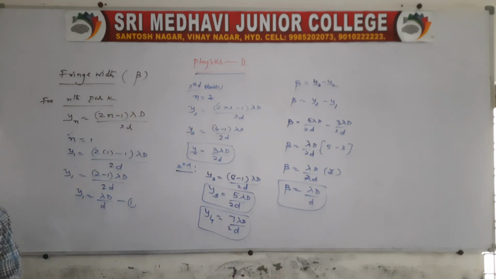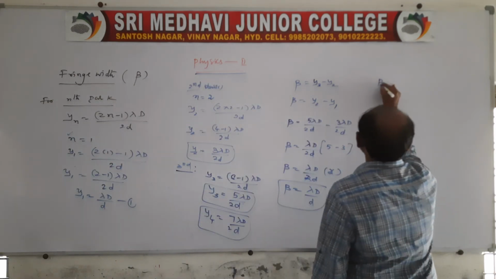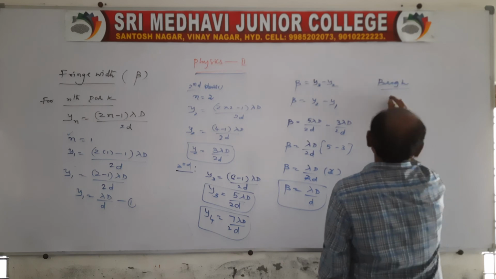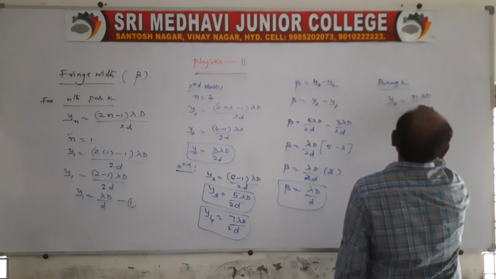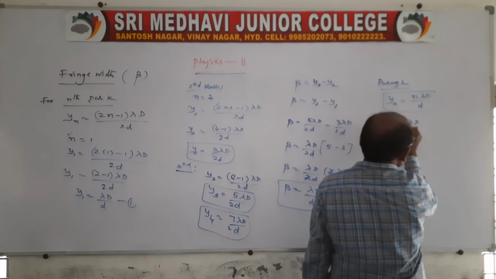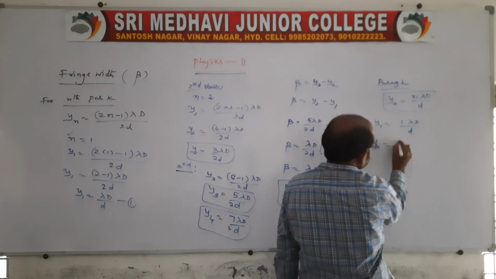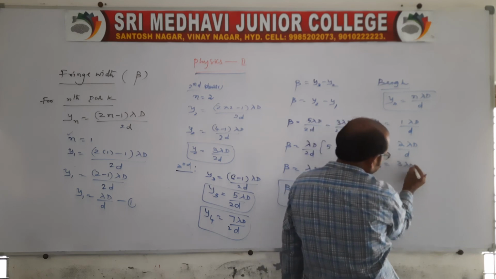This is the condition for dark. Now you go for the bright also. For the bright condition, we know yn is equal to n lambda capital D by small d. So you take the first one, y1 is equal to 1 lambda capital D by small d. For the second, 2 lambda capital D by small d. Like that, y3 is equal to 3 lambda capital D by small d.